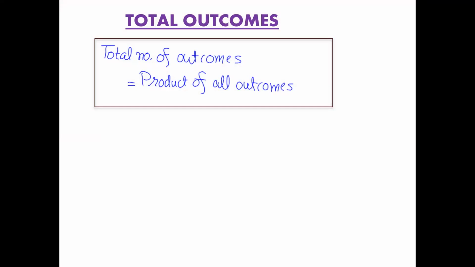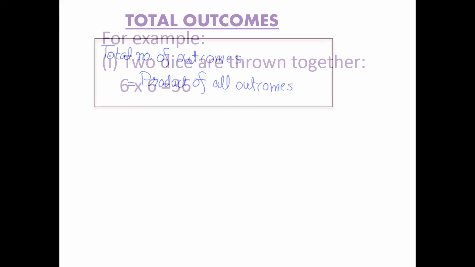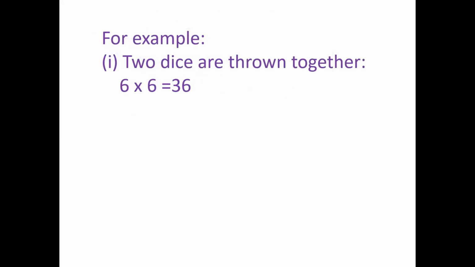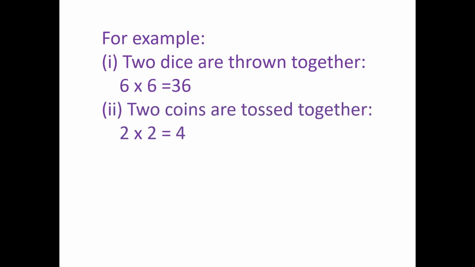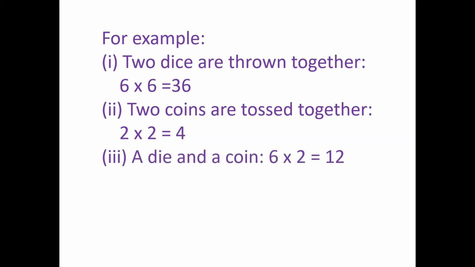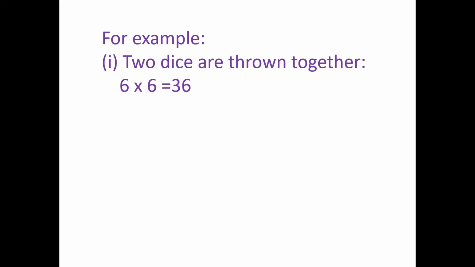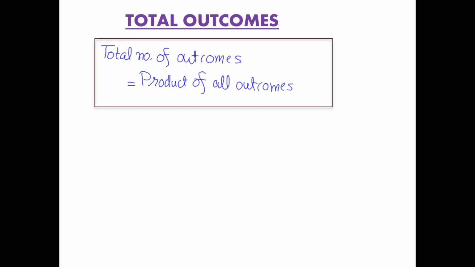Total outcomes. Total number of outcomes is equal to the product of all outcomes when you multiply them. For example, when 2 dice are thrown together, you have to multiply the outcomes, 6 into 6. 2 coins are tossed together, 2 times 2 is equal to 4. A die and a coin, 6 into 2, 12. This is a concept which comes in this chapter a lot. How do you find total outcomes? You have to multiply the individual outcomes to get the total outcomes.